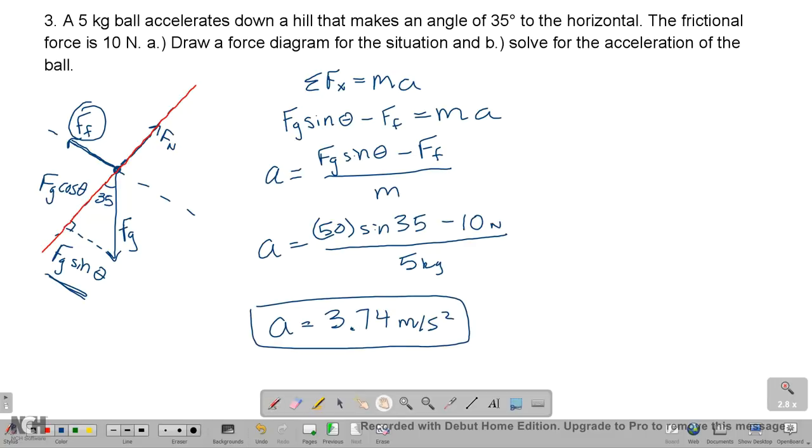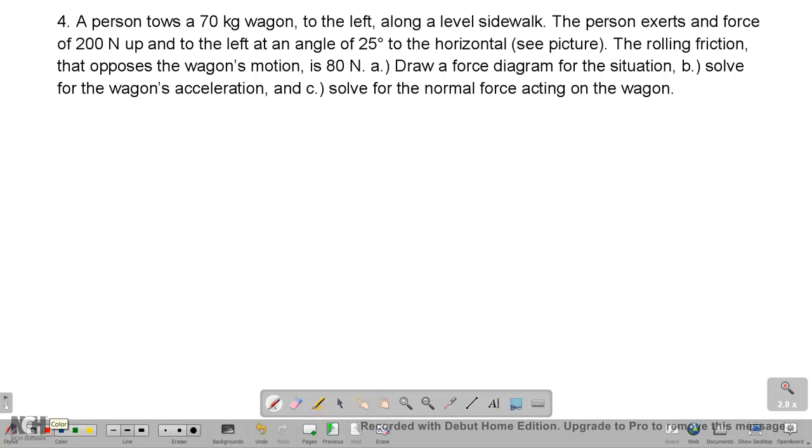Last one. All right, so on this one we've got a person towing a wagon to the left on a level sidewalk, but the towing force or the pull force is angled up and to the left at an angle of 25 degrees to the horizontal. And again, your quiz should have the picture on it. So let's go ahead and draw a force diagram here. Don't make the mistake of putting this on an incline. It's on a level surface.